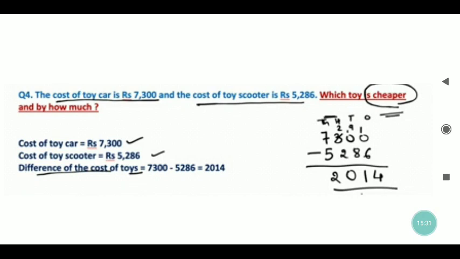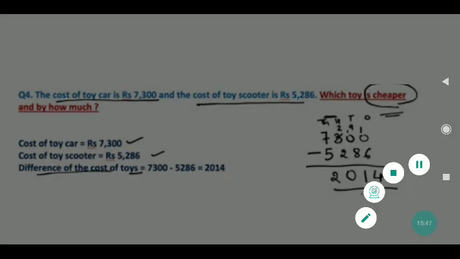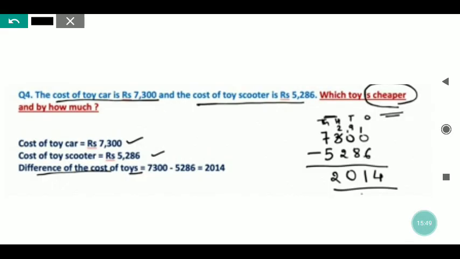This question also, see my dear, the cost of a toy car is this much and the cost of a toy scooter is this much. There are two toys, one is a toy car and one is a toy scooter. Which toy is cheaper and how much? What will you write? Just see. The statement will again come from the question only. Cost of a toy car, cost of a toy scooter. Written, you can see.